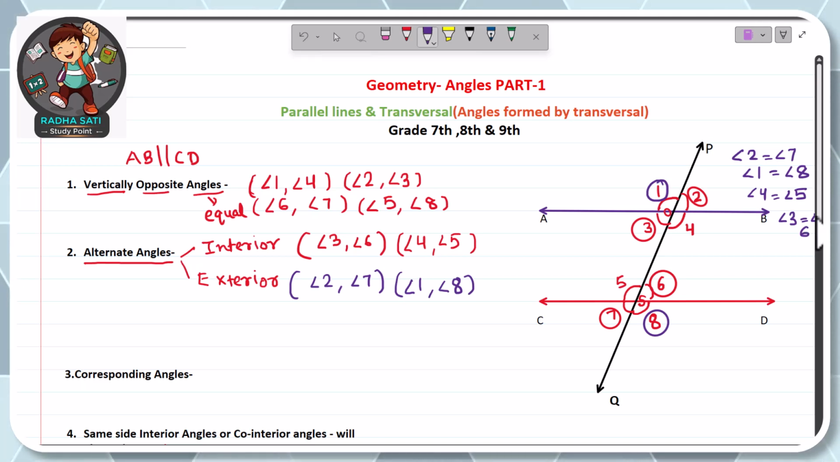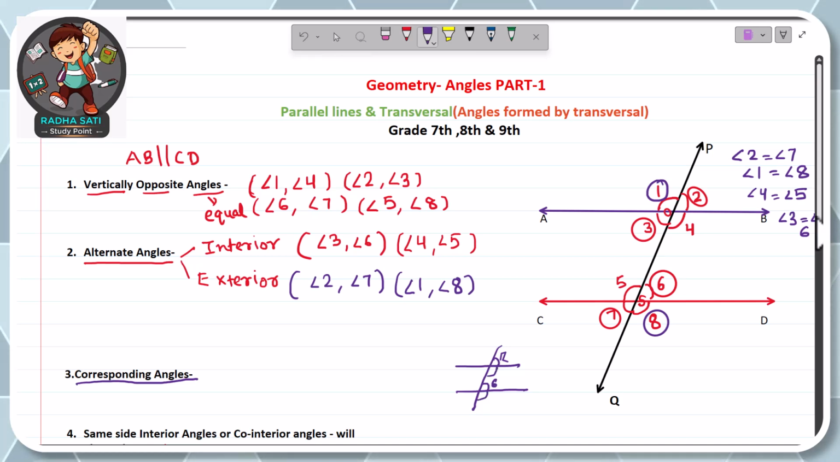Okay, now let me talk about the third type, that is corresponding angles. Corresponding angles means angles formed at the same side. Suppose these two are the parallel lines and this is the transversal. Angle 2 and angle 6 are at the same side, towards the right side of the transversal, but one is exterior and one is interior. So corresponding angles will always be equal. Angle 2 will be equal to angle 6, and angle 4 will be equal to angle 8.